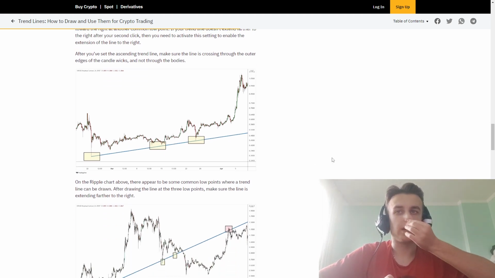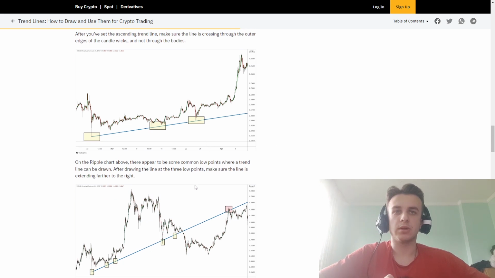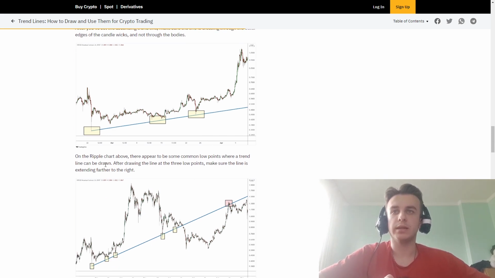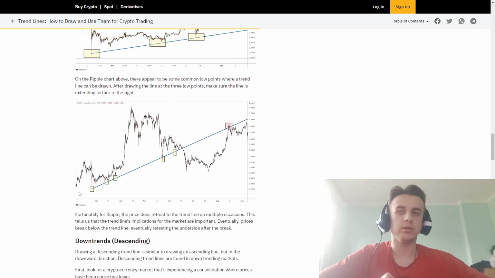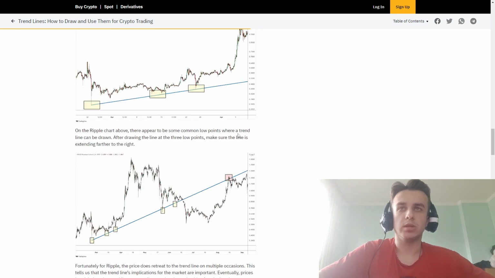On the Ripple chart above there appear to be some common low points where a trend line can be drawn. After drawing a line through the 3 low points, make sure the line is extending further to the right. You see 1 under point, 2 under points, 3 under points, and it's just going up, correcting down, and going to higher points. That's all I'm saying.